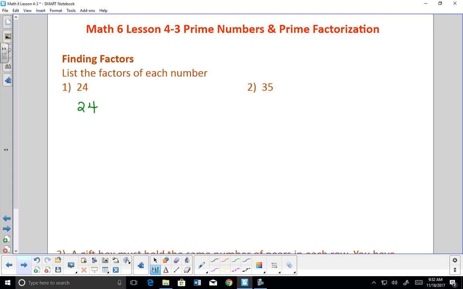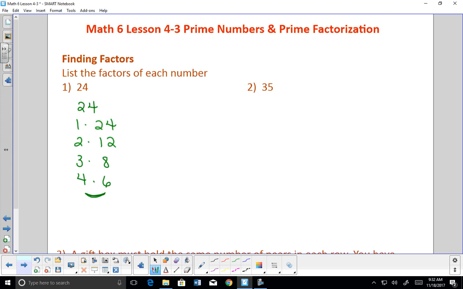For example, I know 24 is 1 times 24. Next number higher than 1 is 2. Does 2 divide into 24? Yes, it does, 12 times. Does 3 divide into 24? Yes, it does. 3 times 8 is 24. Does 4 divide into 24? Yes, 4 times 6 is 24. See how these numbers are fairly close together? The only number between them is 5. I know I've gotten all my factors of 24.